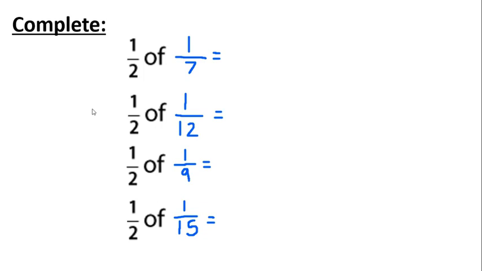Okay, so the rule, remember, is when you halve a fraction, the number of parts in the denominator actually doubles. So 1/2 of 1/7 would be 1/14. 1/2 of a 12th would be 1/24. 1/2 of 1/9 would be 1/18. And 1/2 of 1/15 would be 1/30.